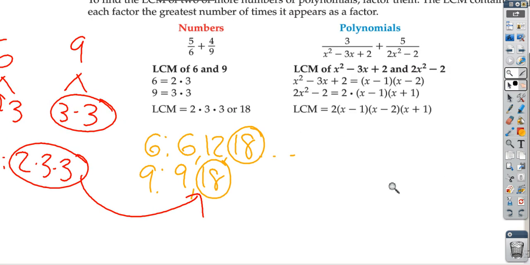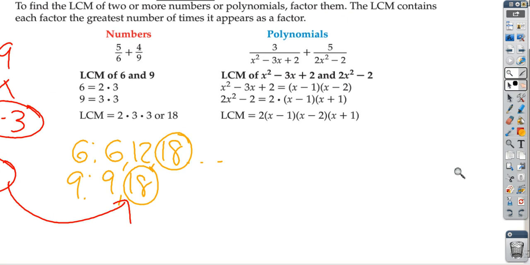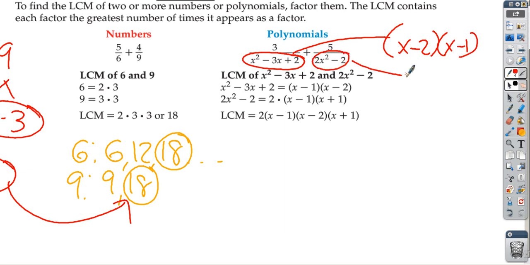How do you do it with polynomials? Here's an example right here. With polynomials, you would factor. This thing right here factors to x minus 2 times x minus 1. This thing right here factors to 2 times x squared minus 1. And when you keep factoring, it's x plus 1 times x minus 1, because that's a difference of squares. Okay, so then what's the least common multiple?